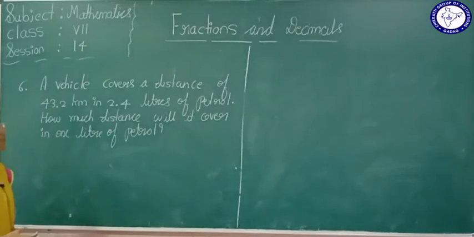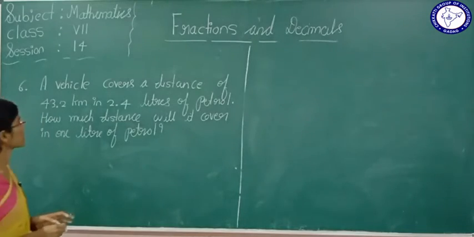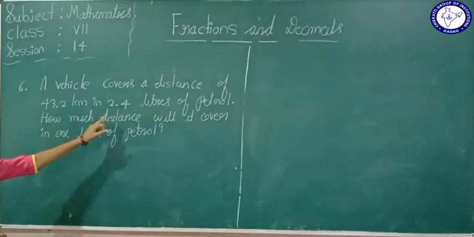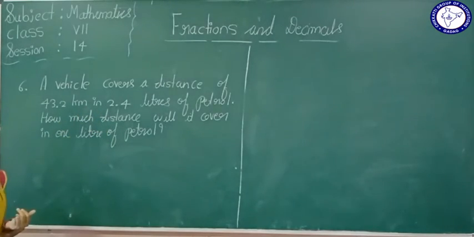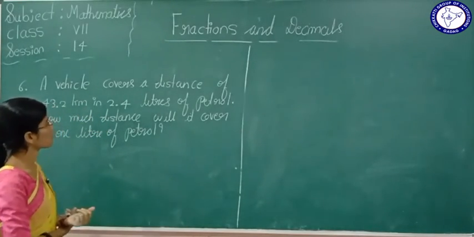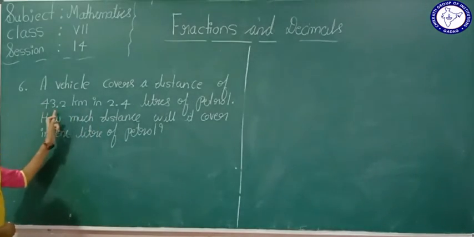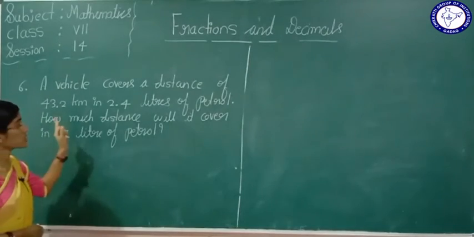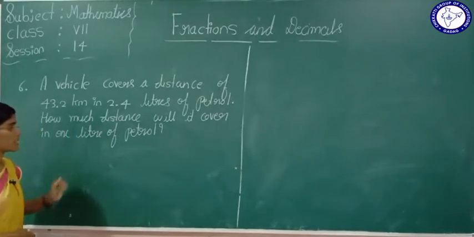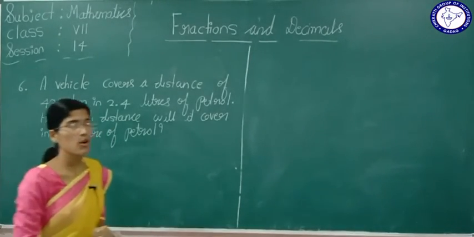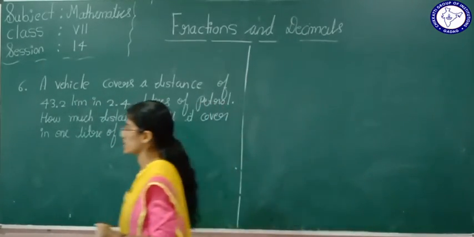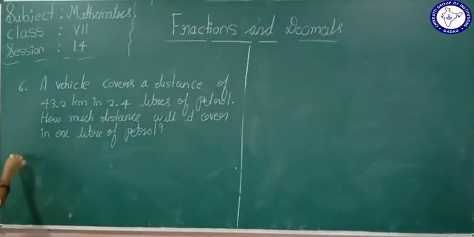Now see here, the given question is, a vehicle covers a distance of 43.2 kilometer in 2.4 liters of petrol. In 2.4 liters of petrol, the car is going to cover a distance of 43.2 kilometer. How much distance will it cover in 1 liter of petrol? In 1 liter of petrol, how much distance it is going to cover, they have asked. See a solution.